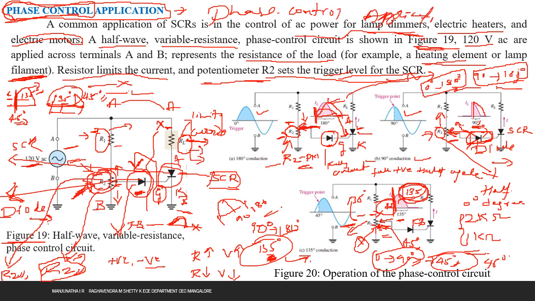We are going to control the phase of the voltage which is coming out from the diode, whether we start triggering pulses from 0 degree, or from 90 degree, or from 135 degree, or from 45 degree. Finally, it should be decided by the resistance value R2 from the potentiometer.